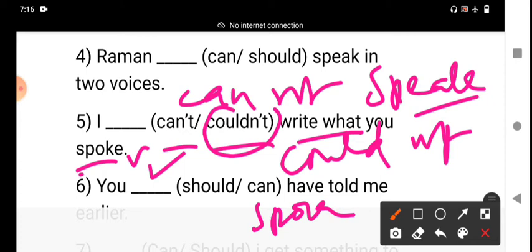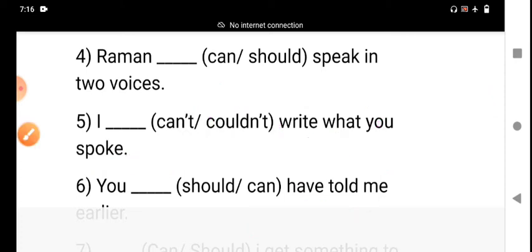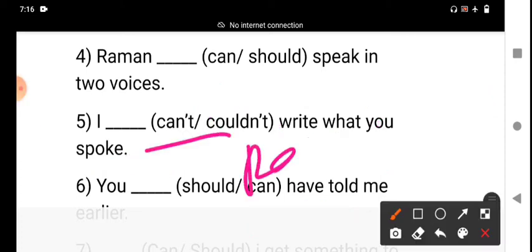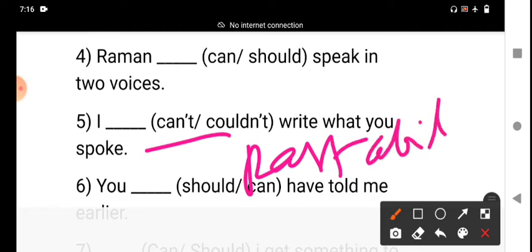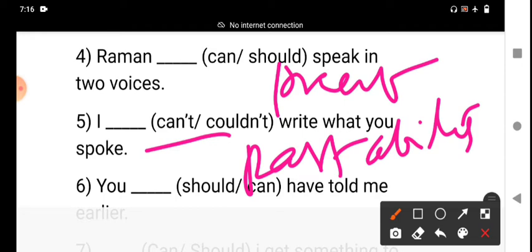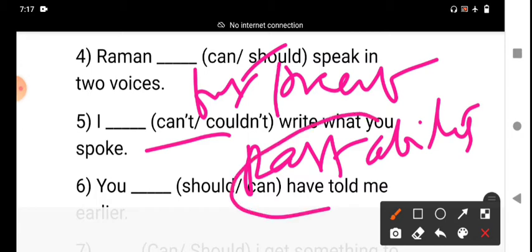What is the meaning? We use could to talk about the past ability. It is a past ability. It is a present ability. We use can to talk about ability to do something in the present and future also. Can expresses ability in the present and future. Could is a past ability.